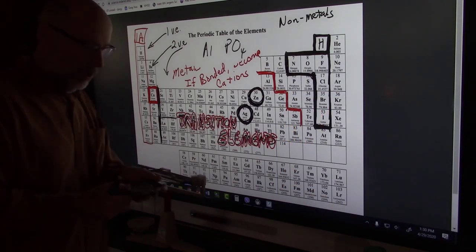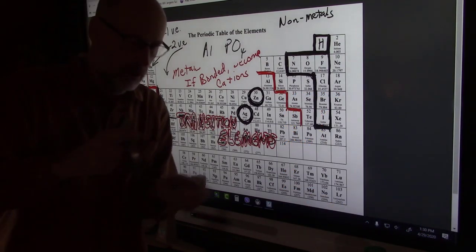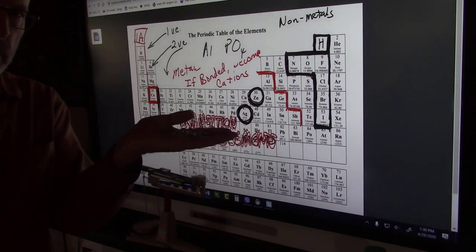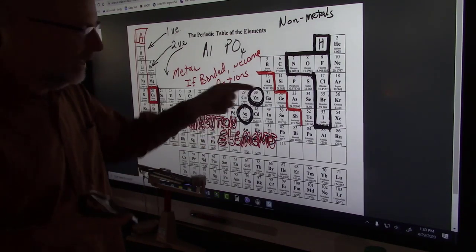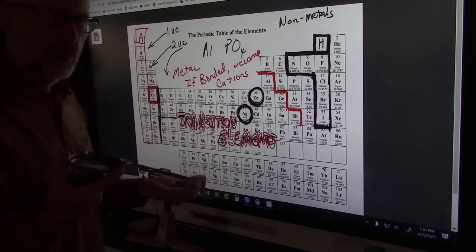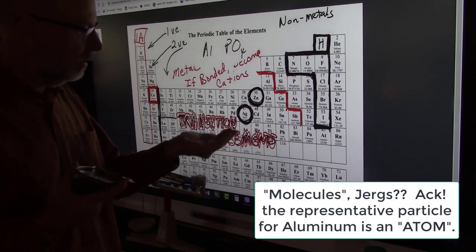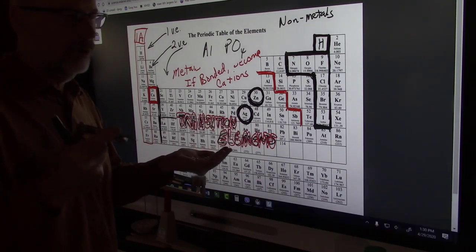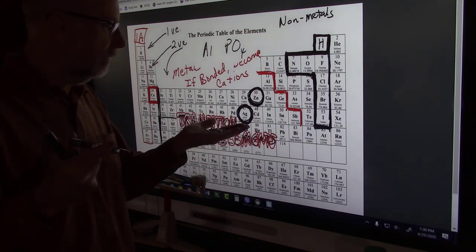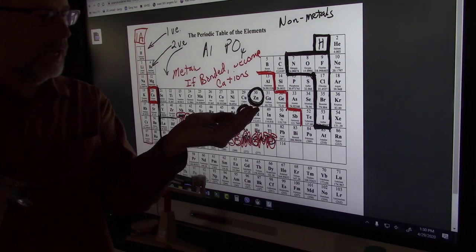I weighed out 1 mole of aluminum. It weighs 27 grams. 26.98, I set this to 27. So 27 grams, that's 1 mole. There's 6.02 times 10 to the 23rd molecules. The first problem we're going to do, I think, talks about 6 moles of aluminum. 6 moles. 6 times as much.